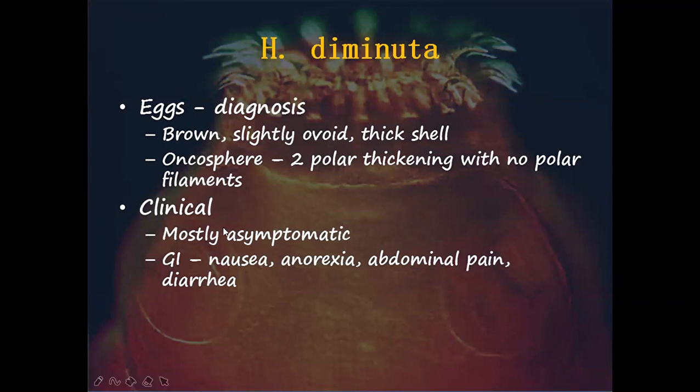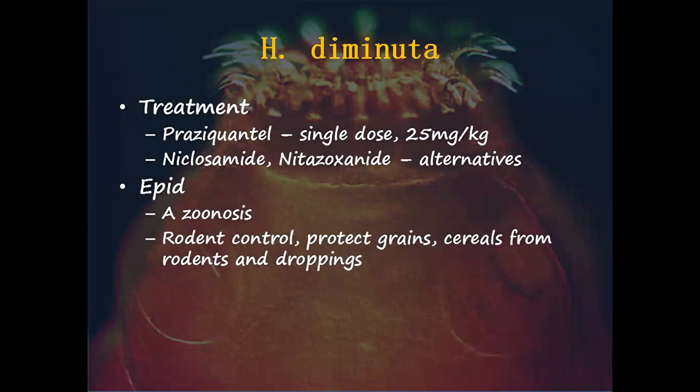Clinically, generally asymptomatic. GI symptoms can be in the form of nausea, anorexia, abdominal pain, and diarrhea. So important, polar thickenings are present, but no polar filaments. Treatment, again, praziquantel, and you have your alternatives, the same. So important, how to protect: rodent control, protect your grains or cereals from being invaded by beetles, and from rodents and droppings of rodents.